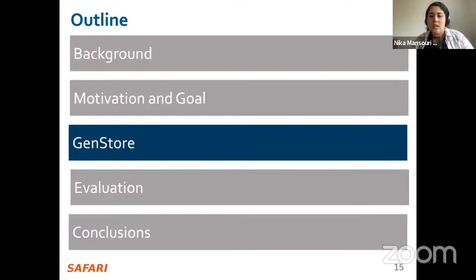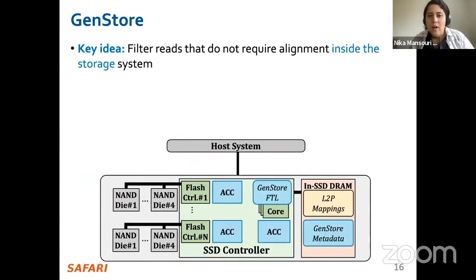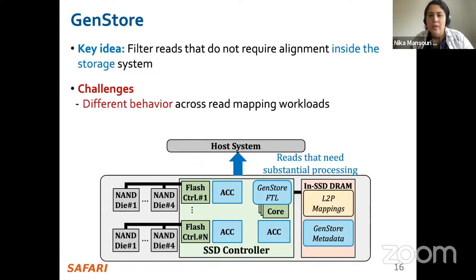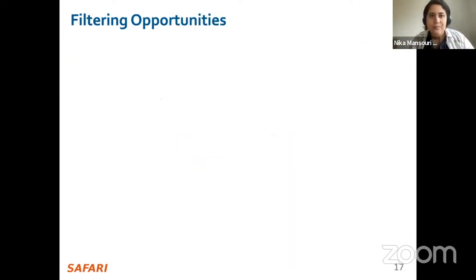And to this end, we propose GenStore, which is the first in-storage processing system designed for genome sequence analysis. Our idea here is to filter reads that do not require alignment inside the storage system and send the unfiltered data to the host system for further processing. However, as we discussed, filtering reads in a modern SSD can be challenging. That is due to different workload behavior across read mapping workloads and the limited hardware resources in the SSD. We will dive into them in more detail in the next slides.